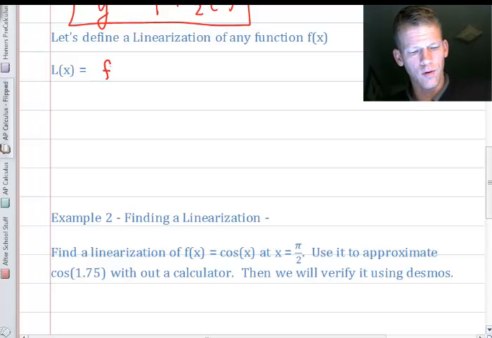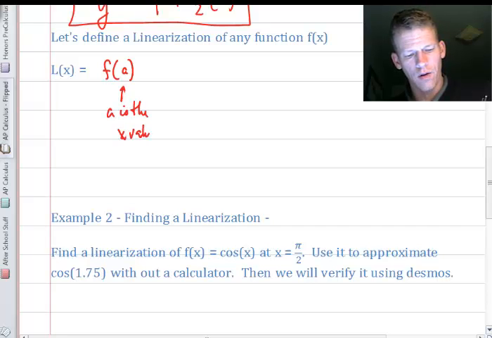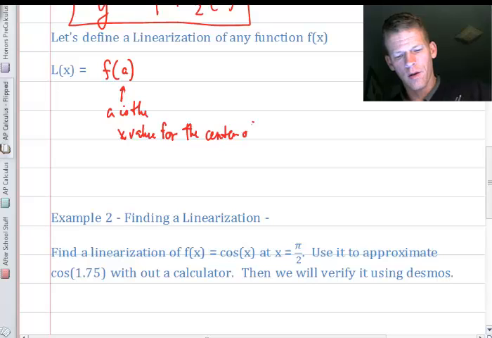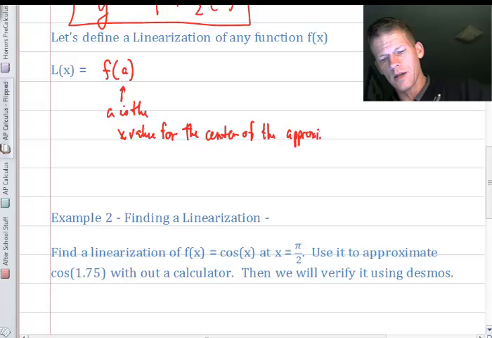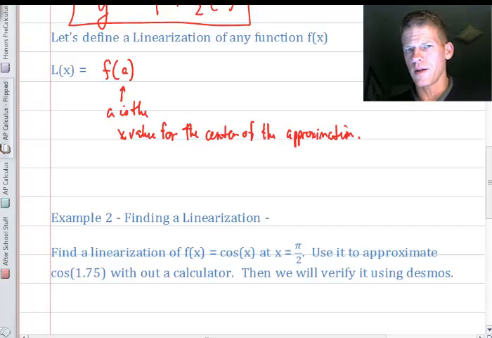L of x is equal to my function value at a. A is the x value for the center of the approximation. This is where you have your point of tangency. A is a value of x for where the curving function and the straight linear function touch, and they share the same x and y value.